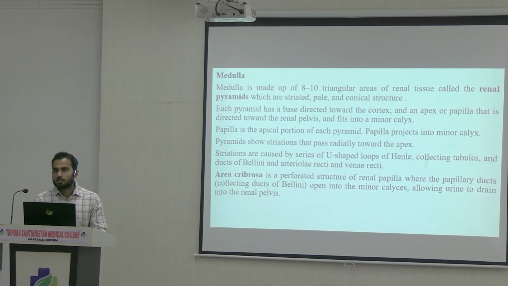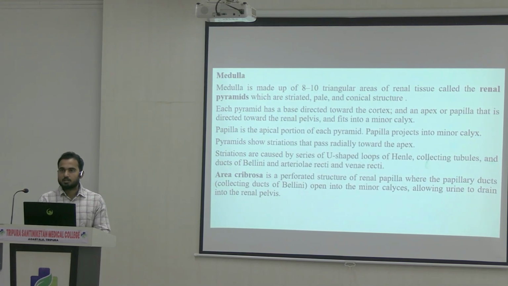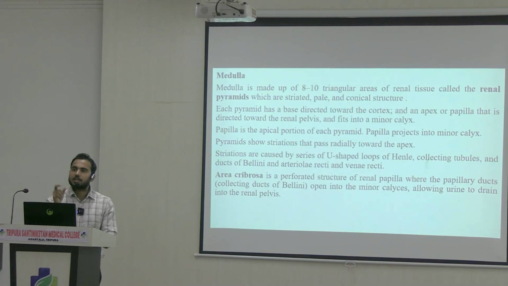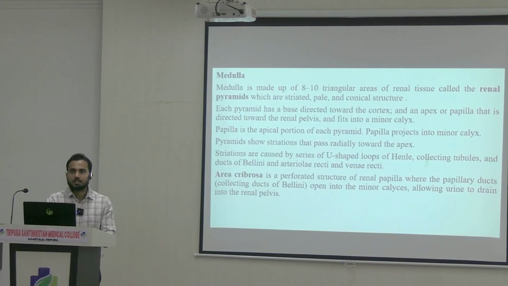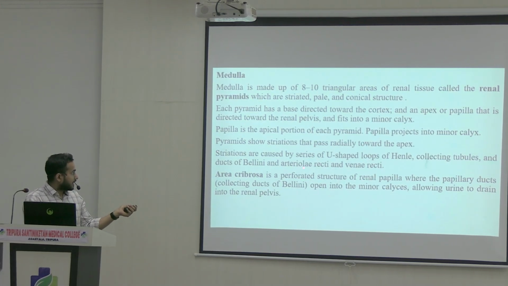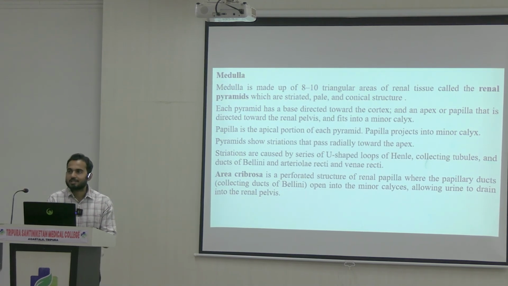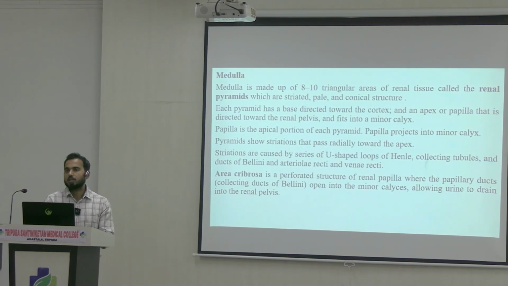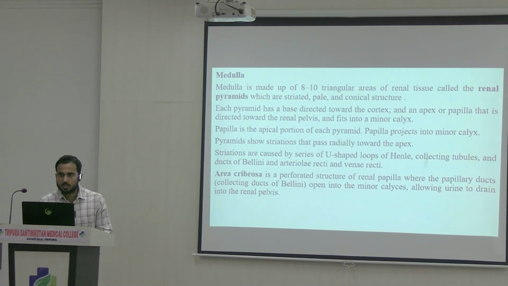Now the striations which we see in the pyramids, just now I have mentioned, are mainly due to the U-shaped loop of Henle, collecting tubules, duct of Bellini, arterioles recti and vena recti. These are the structures which are passing through the renal pyramid. That's why the medulla appears striated in nature.